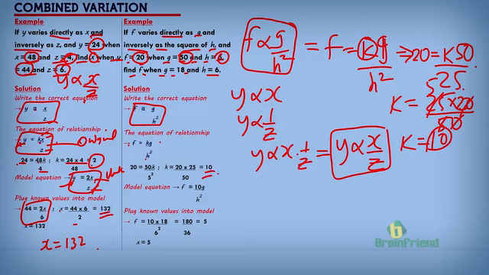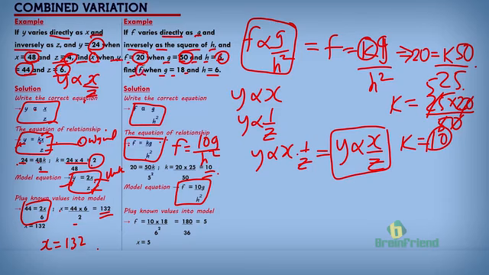That value we impute into our equation of relationship here. So f is equal to 10g all over h squared. This becomes our model equation. So we can easily plug in the known values to find our unknown values. The unknown value there is f.